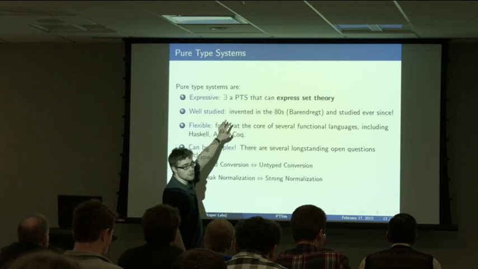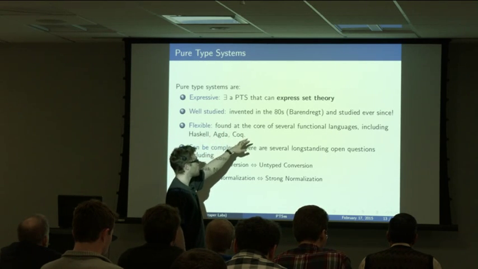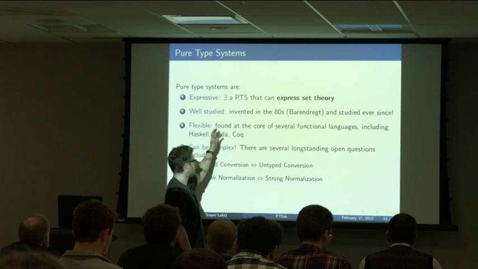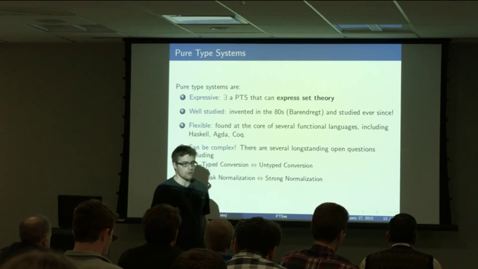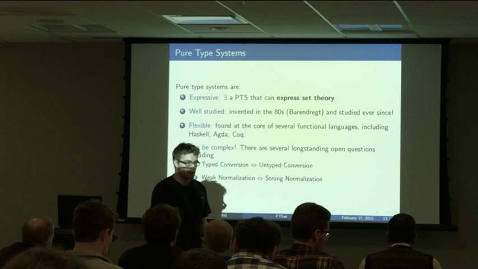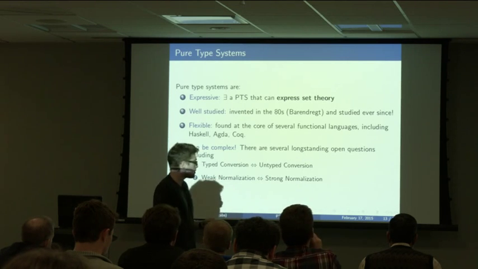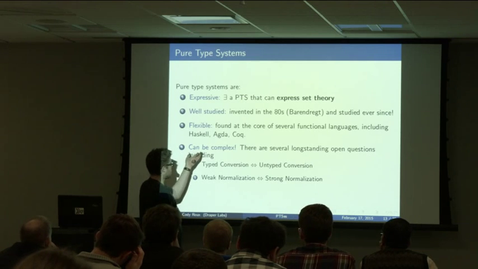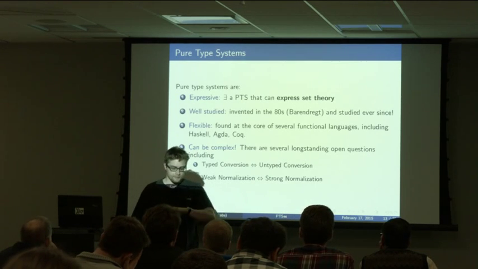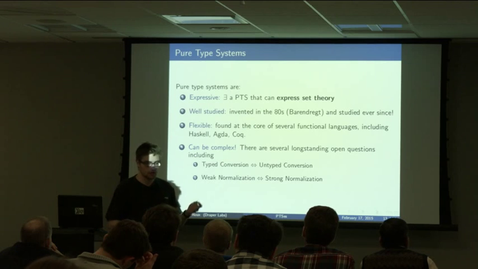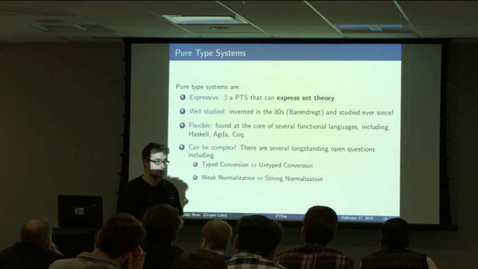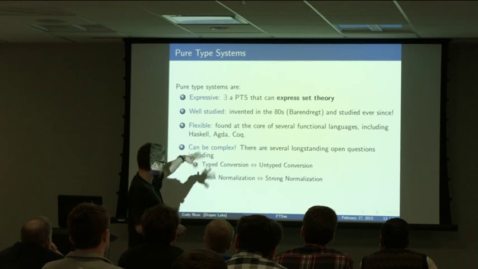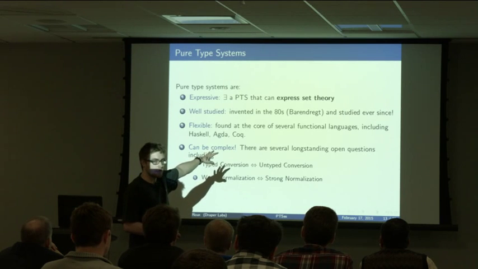It's flexible, which is basically the point of my talk. So you can model a lot of features that you find in Haskell, but also in more traditional dependently typed languages like Agda and Coq. And it's surprisingly complex. There aren't a lot of, say, open questions in type theory, but some of the open questions there are concerning these pure type systems that I'm about to describe.